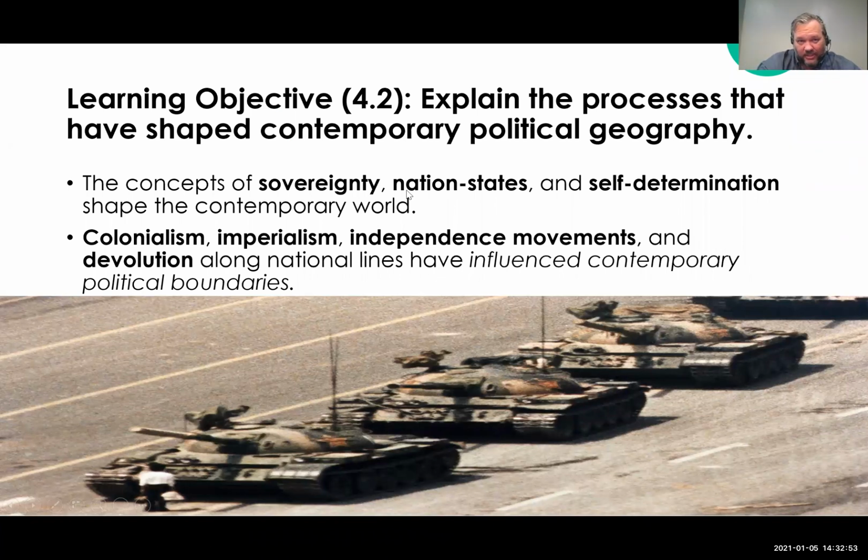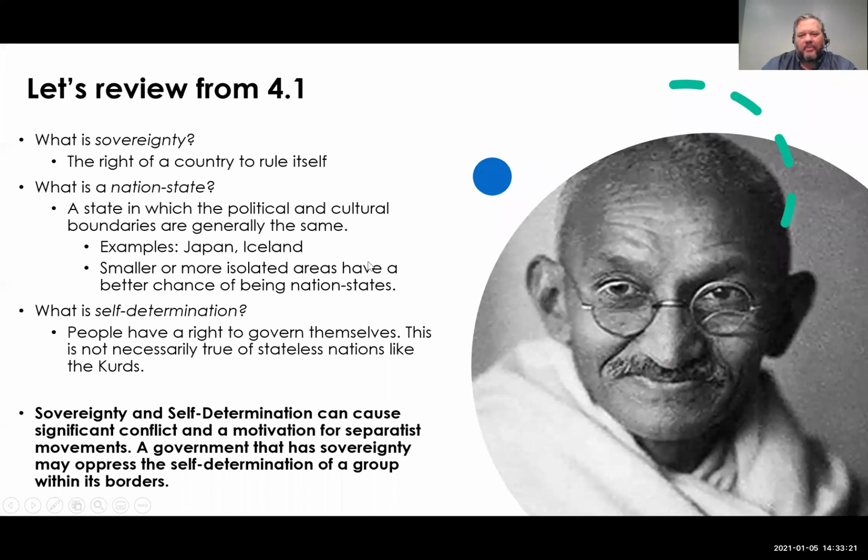So explain the processes that have shaped contemporary political geography. We'll look at sovereignty, nation states, and self-determination. That's part of this unit, but if that sounds familiar, it should, because that was actually part of 4.1 as well. So we'll go over that in one slide. Then we'll take a little more time going over these four: colonialism, imperialism, independence movements, and devolution. We're going to add one more to devolution when we get there. These four are the new things you'll have to be familiar with. But before we do that, let's review from 4.1.